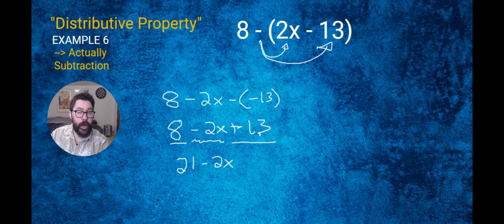And again, if you want to build a good habit, or if your teacher requires it, where you need to write the variable term first. So notice right here, it's minus 2x and then positive 21. So if we flip-flop, we write minus 2x plus 21.